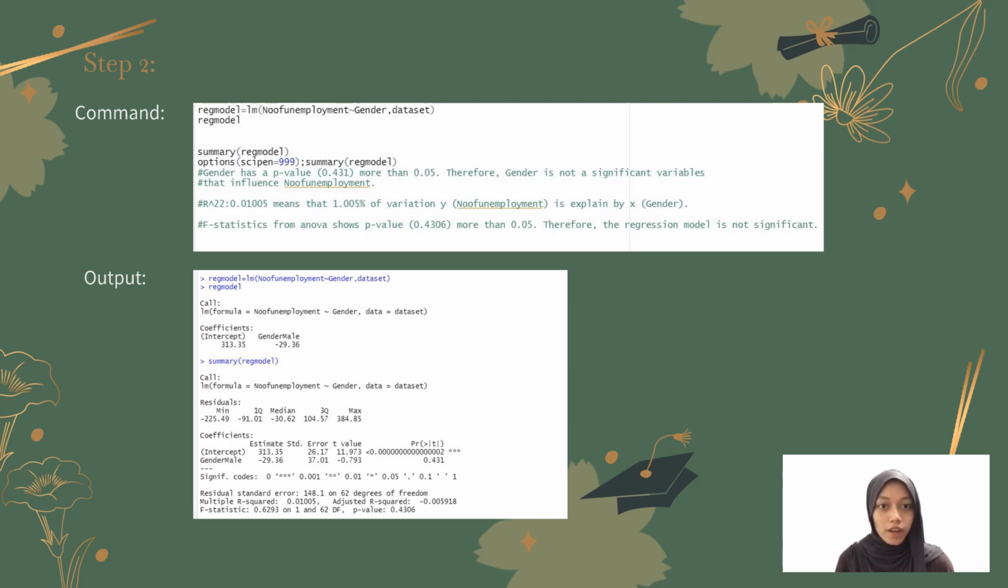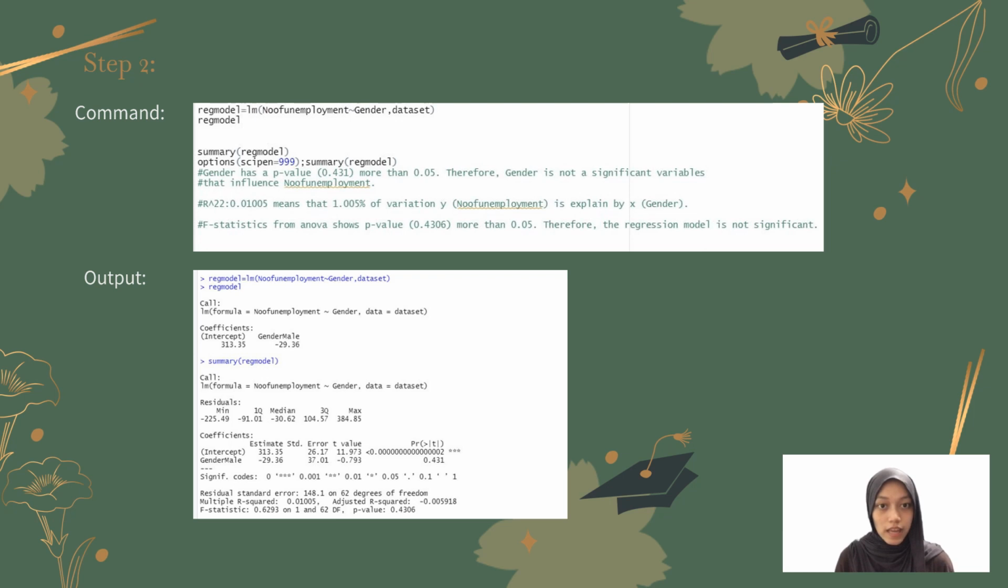For multiple R-squared, 0.01005 means that 1.005% of the variation in Y, number of unemployment, is explained by X, which is gender.